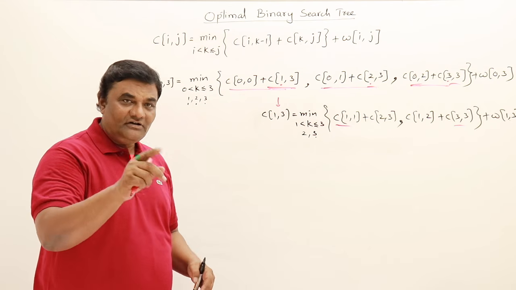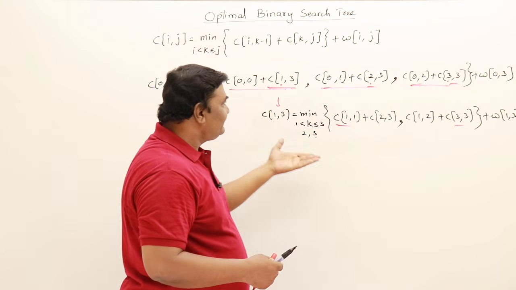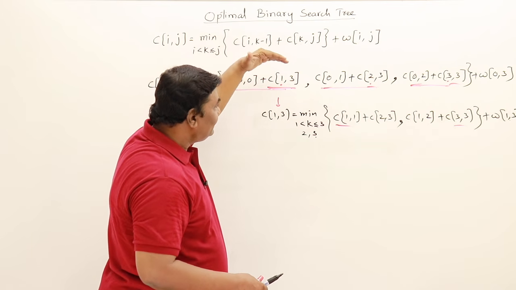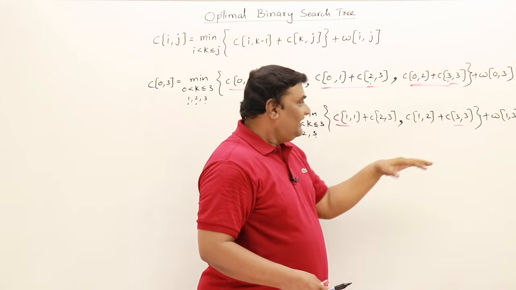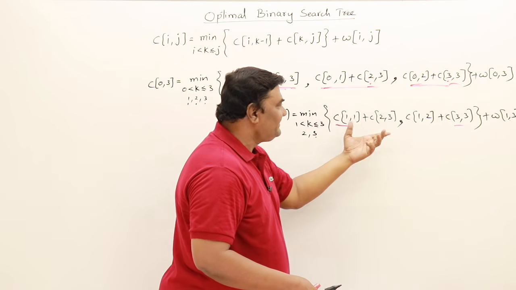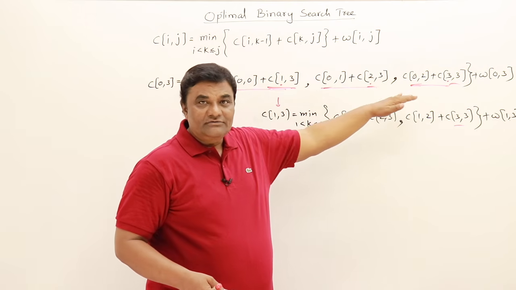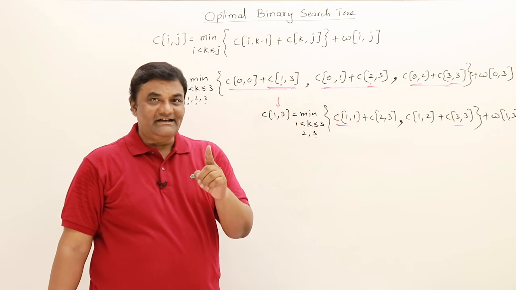So for finding the cost of 0 to 3, this is the formula. In this, I don't know these values, so I should find out these values. And this again can be done using the formula. Again, it expands like anything. And from this, if I take 2 comma 3, again it will expand. So if I want these values, I should first know these values. So that is the point.